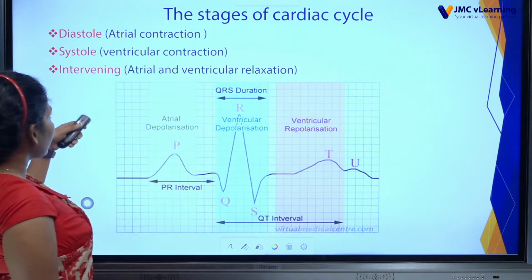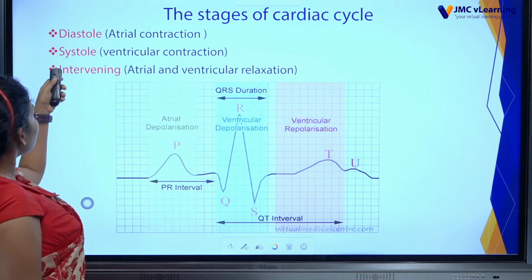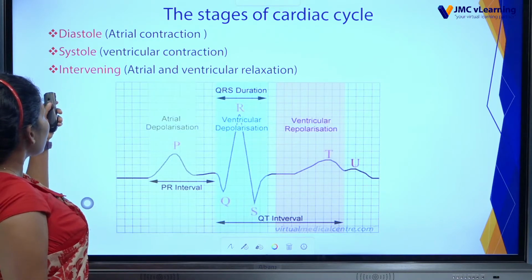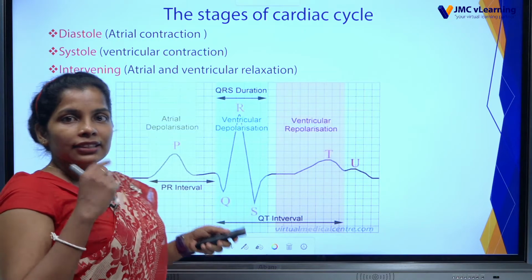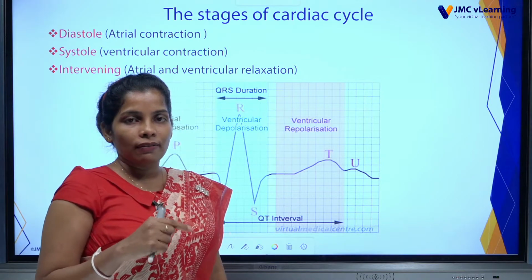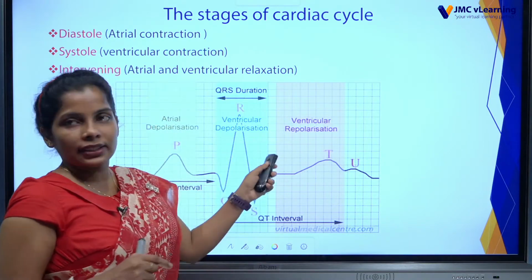Right? So, what are the major parts of the cardiac cycle? Diastole, systole, and the intervening period. Those parts were already asked in last year's science O-level paper.